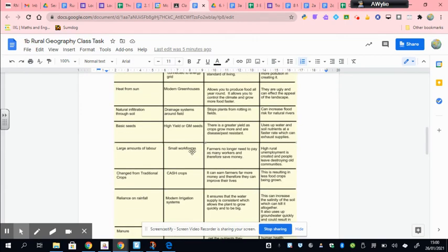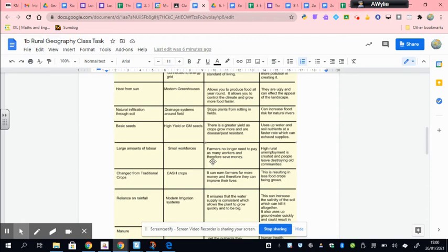Right, well, another change they can make is because they're using machines, they can get away from employing lots of people and end up just relying on a few people to work the land. This means they have to pay less for the large workforce, which means they save money and they can invest that money in other things.